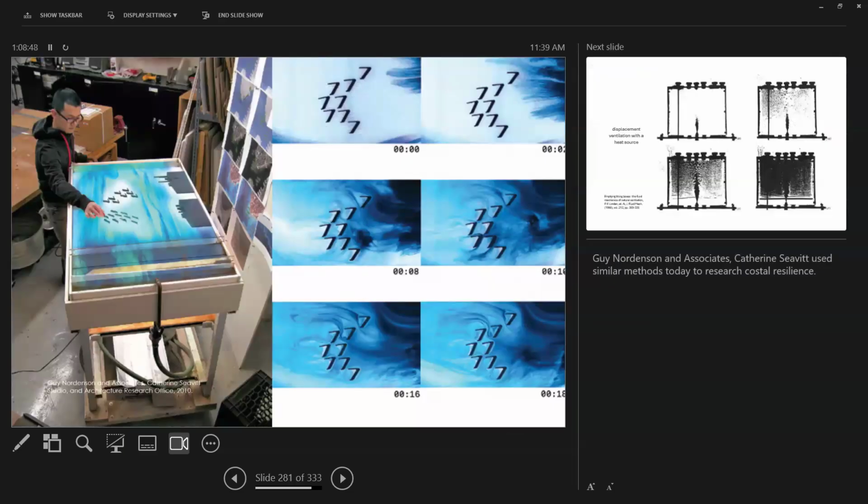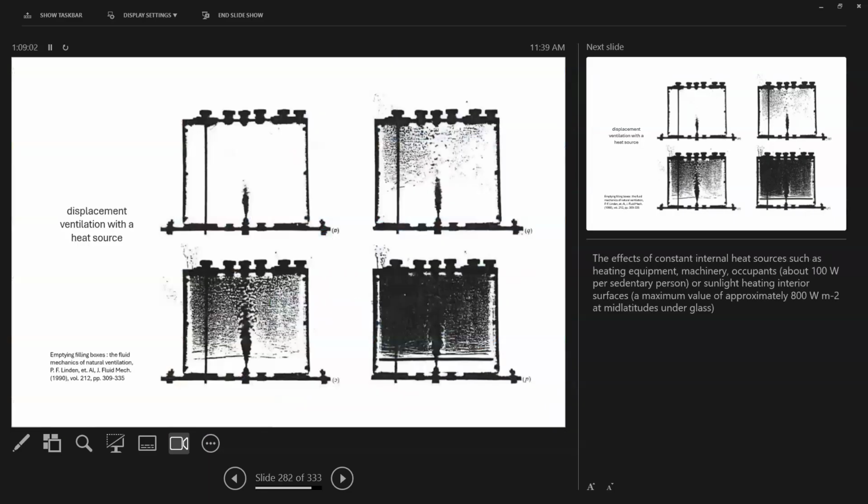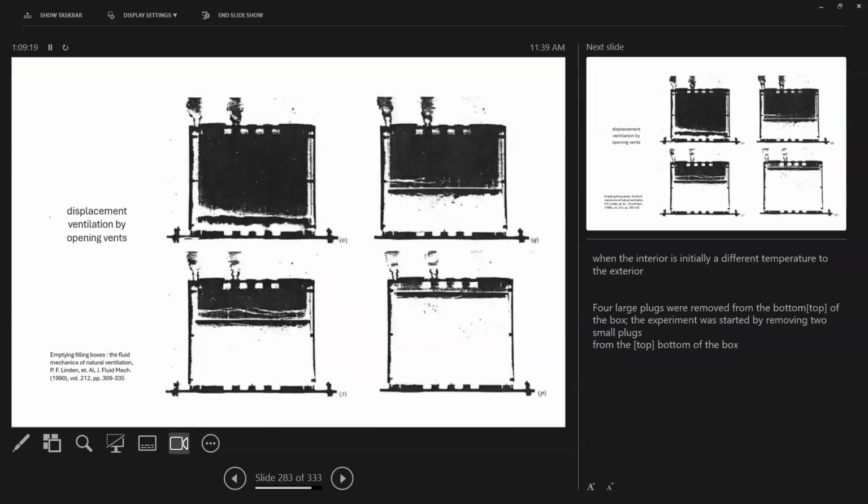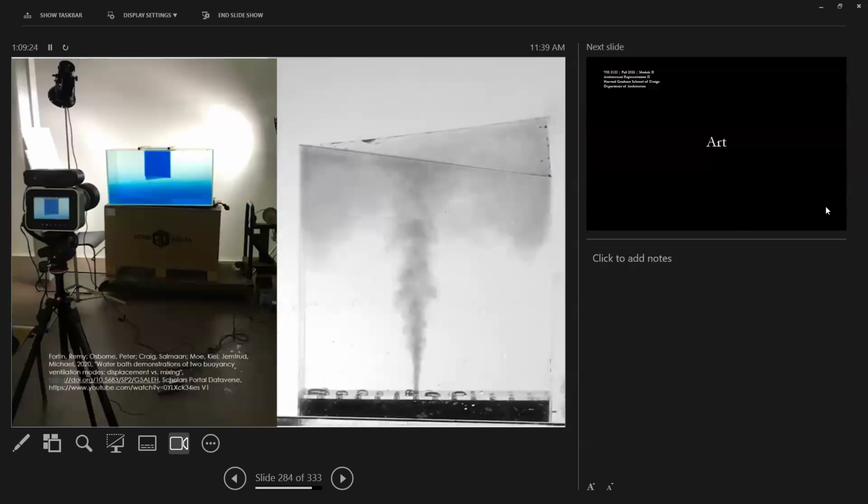People also do water table simulations. This is Guy Nordenson and Catherine Seavitt to do coastal resilience. And the other kind of simulation, which I think Jonathan may talk to you about, is the salt bath kind, where you have salt water that sinks and you turn the model upside down and then film it and turn it right side up, and you use that to simulate hot air rising. These are more accurate than the digital simulators. And Salmaan Craig is the person who's developed this into an art.